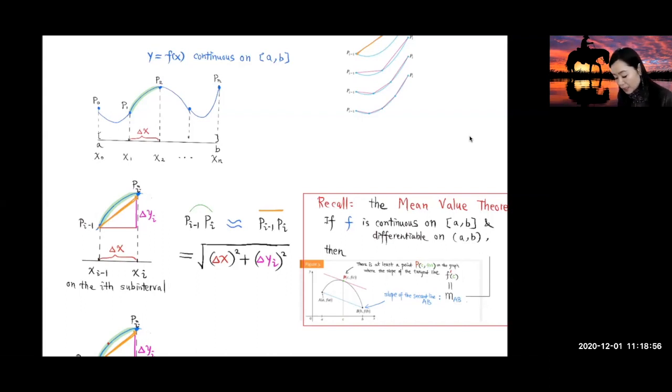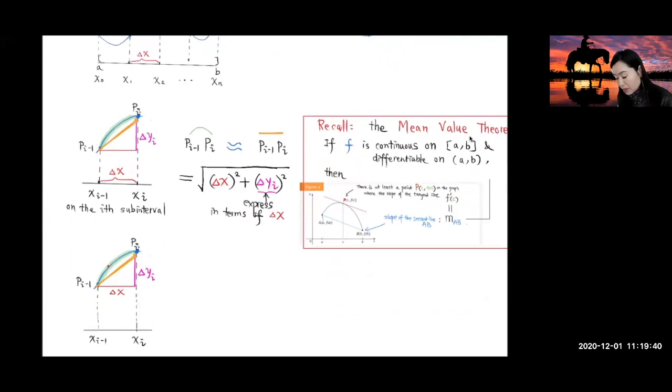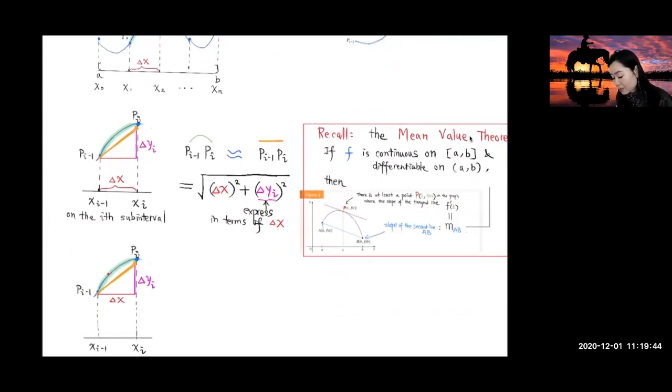So how about we express this delta yi in terms of delta x? Because later on that will become a dx. We want to turn that into an integral with respect to x later, so let's express that in terms of delta x. How can we do that? Well, remember the mean value theorem that we talked about. It says that if a function is continuous on the closed interval a to b, and differentiable on the open interval a to b, then there is at least one point on the curve where the tangent line is parallel to the secant line.